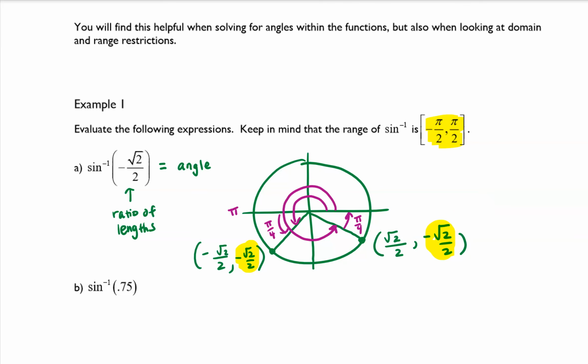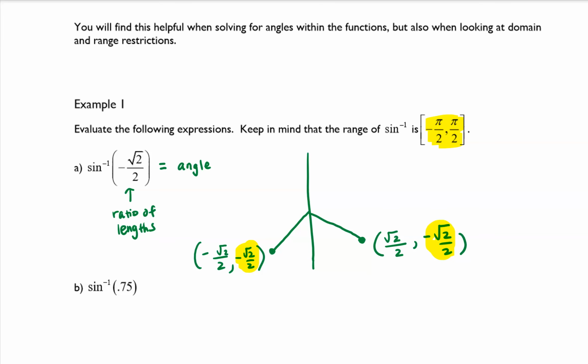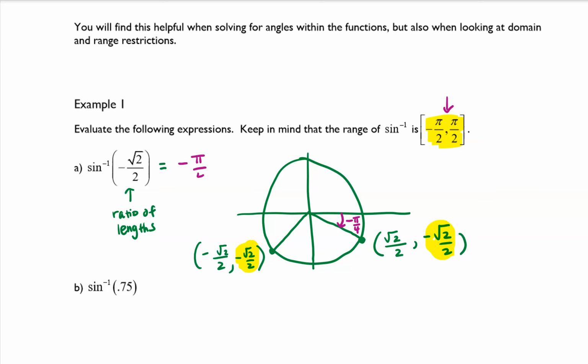And if you look at the unit circle, if we go in the opposite direction, so if we go this way, then that reference angle was pi over 4. So going in the clockwise direction, that angle is going to be negative pi over 4. And negative pi over 4 does fall in this interval. So our final answer here is going to be negative pi over 4.